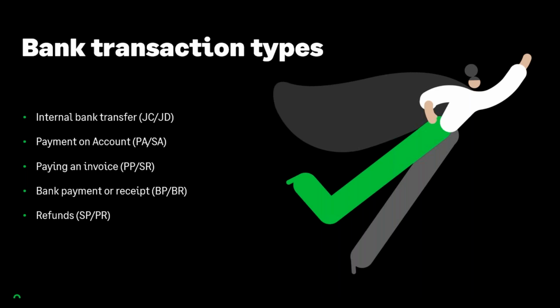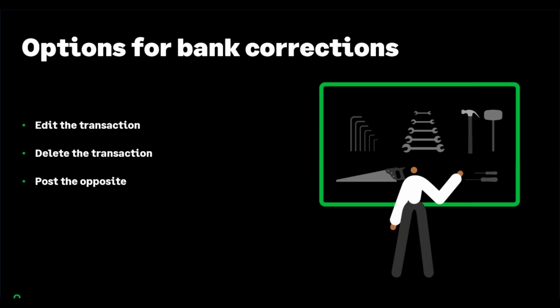So you can apply the same methods of correction. What are they? Mentioned it a few times now. So bank corrections are what we're going to be focusing on, and the options are: you can edit the transaction, you could delete the transaction, or simply post the opposite of the transaction.